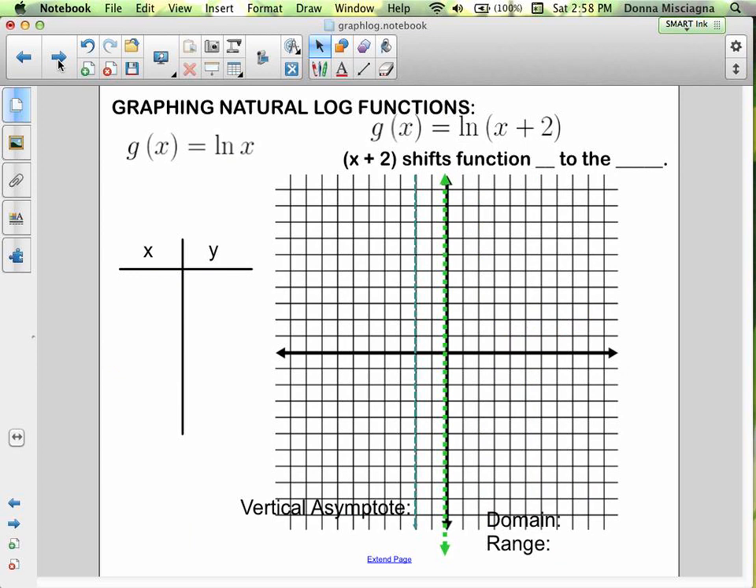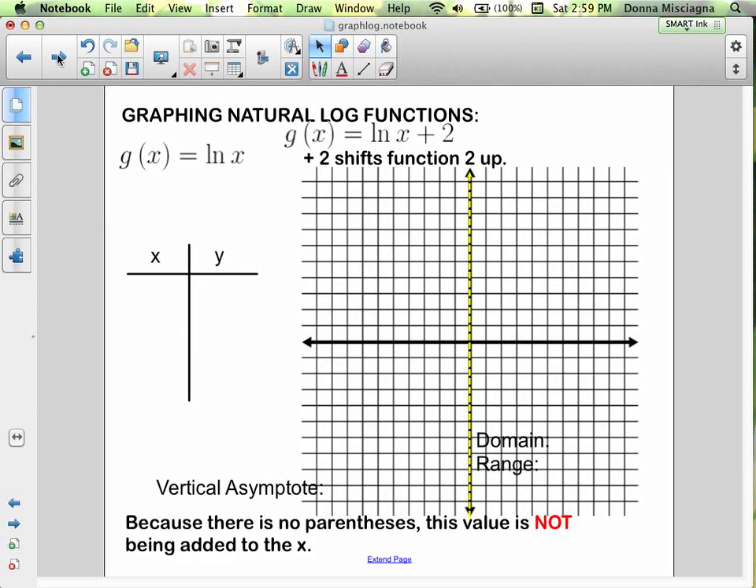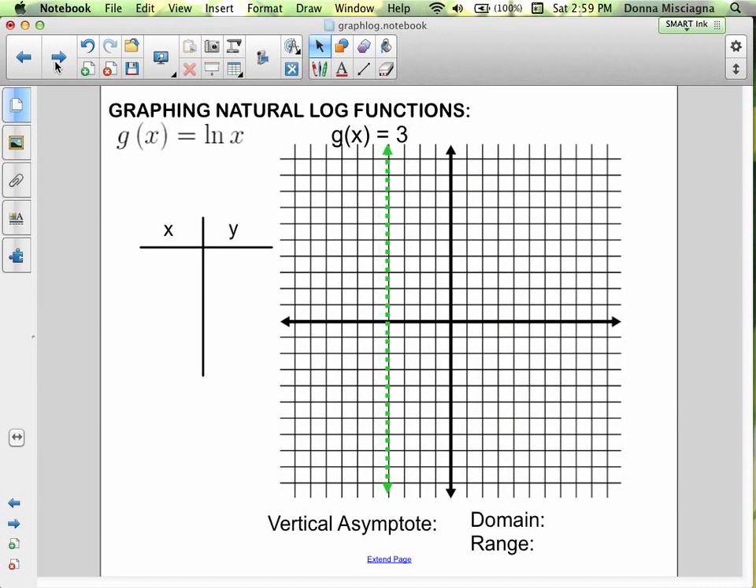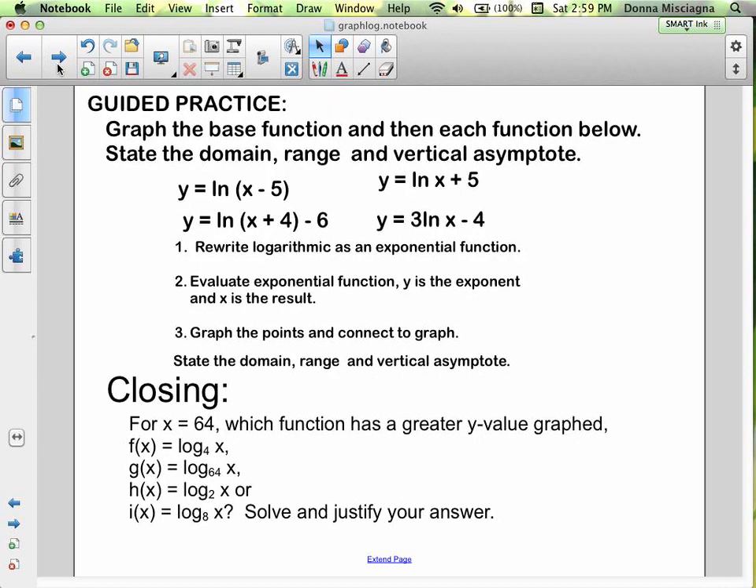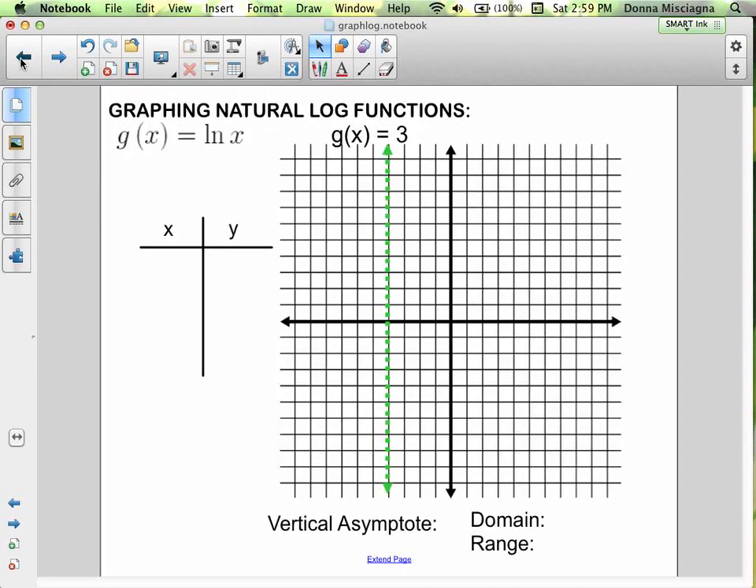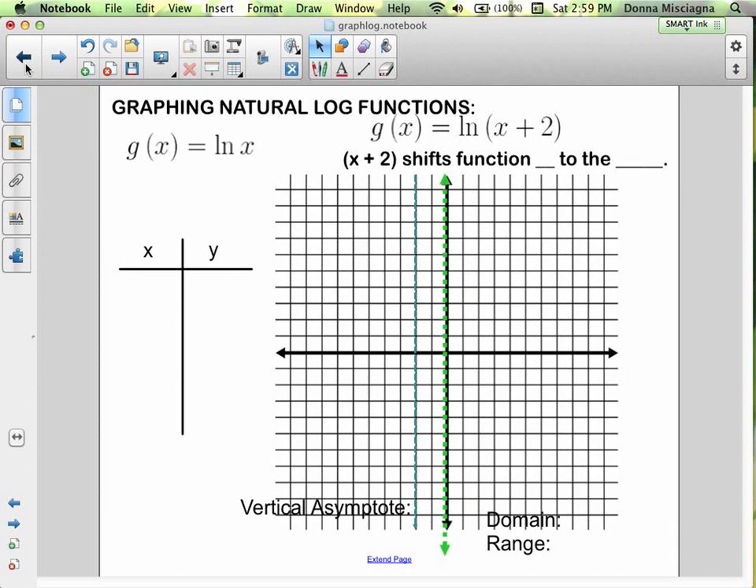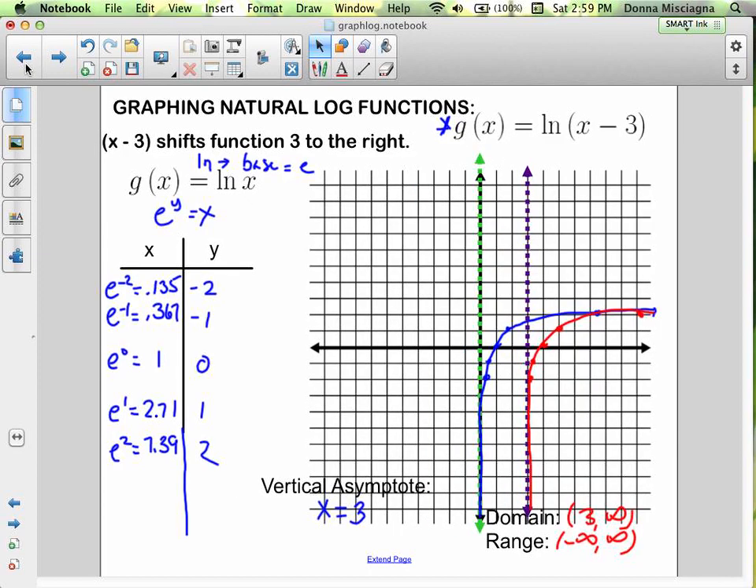All right, so here we have g of x equals natural log of x plus 2. Maybe this will be the last one we do. I have 1, I have 2, I have 3, and something happened to this one. 4, I'll write the rest of that one in there. I only have 4 more to go. So let's call the one we just did the last one, and I'll do the last 4 in class.